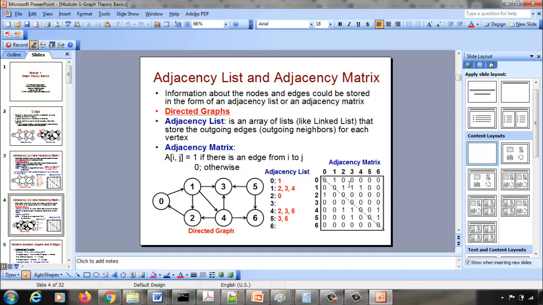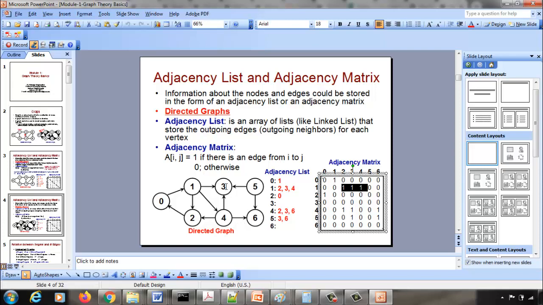So here again we'll follow the convention of storing just the outgoing neighbors. So it means you have an edge from 0 to 1, so in row 0, column 1, you have an entry 1. There is no edge from 1 to 0, so row 1, column 0, you have 0. Similarly, there's an edge from 1 to 2, 1 to 4, 1 to 3. So that means in row 1, for columns 2, 3, 4, you have a 1, and you have a 0 elsewhere.